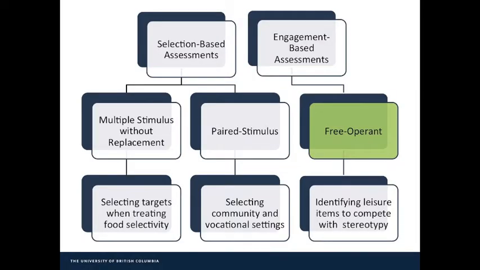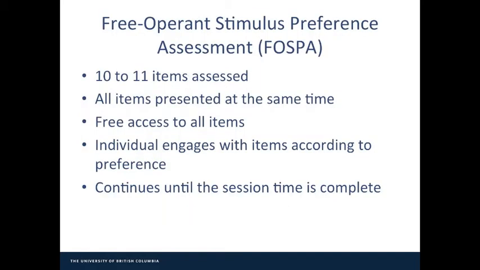Now that we've talked about those two selection-based assessments, we're going to move into the free operant assessment, which is an engagement-based assessment. Most commonly in a free operant assessment, you would assess somewhere around 10 to 11 items. You really could assess any number of items. It's just that the more items you assess, the busier the space gets. Most commonly in the literature, it's around 10 to 11 items.